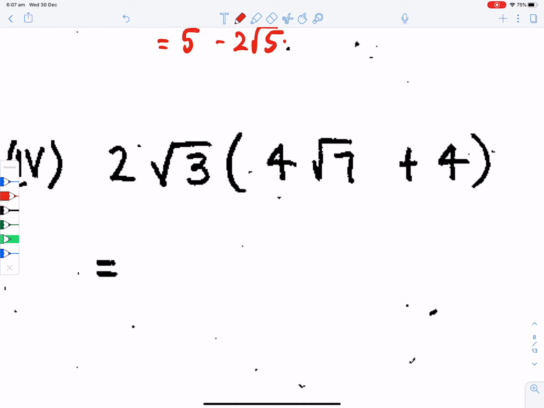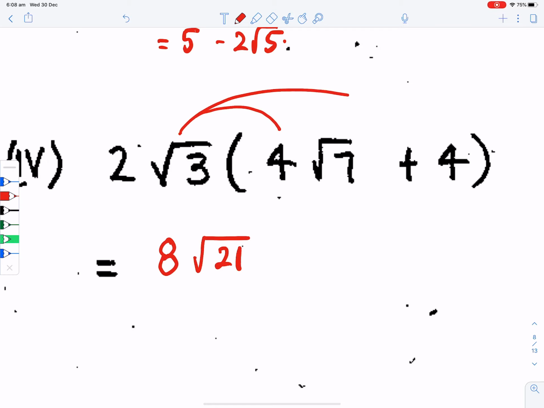Let's have a look. Keep it simple. Okay. 2 times 4 is 8, so you write down 8. And root 3 times root 7 is root 21. So that's that one complete. And now 2 root 3 times 4, you times the whole numbers, is 8 root 3. And that's complete.